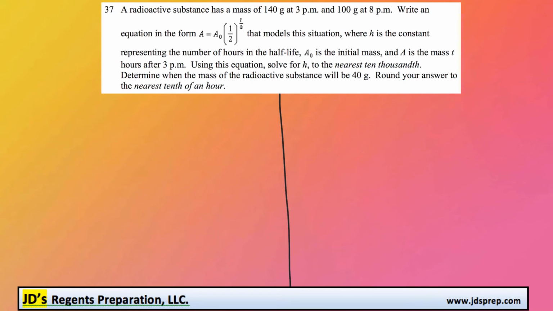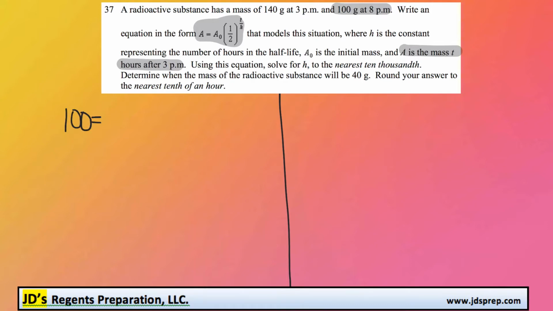This is question number 37, the last one from the June 2017 Algebra 2 exam. In this question, there's three parts. The first thing we need to do is write an equation in the form here. So we're told that A is the mass T hours after 3 p.m. So that would be 100 grams at 8 p.m. So we know that A is going to be 100.